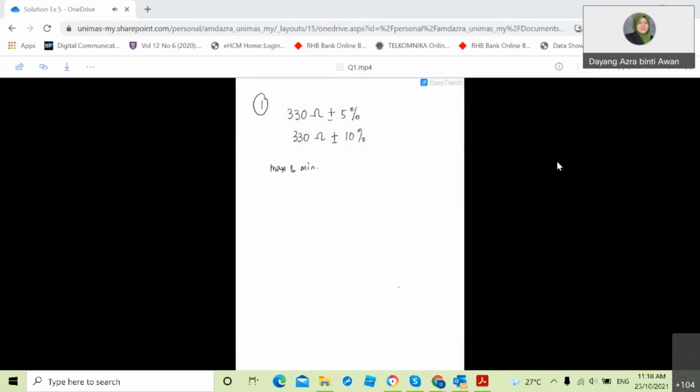Okay, so first for resistor number 1, we write R1, 330 plus minus 5%. So 5% out of 330 is equal to 5 divided by 100 multiplied by 330. So you have around 16.5 ohm. So this is the absolute value. So we have 330 ohm plus minus 16.5 ohm.